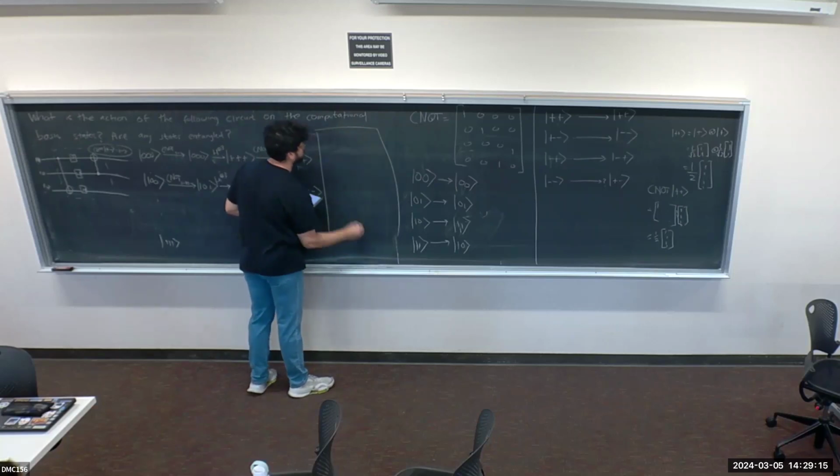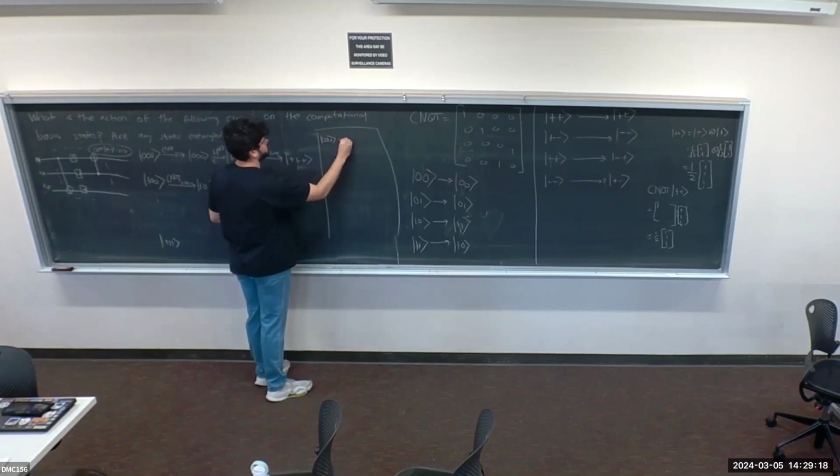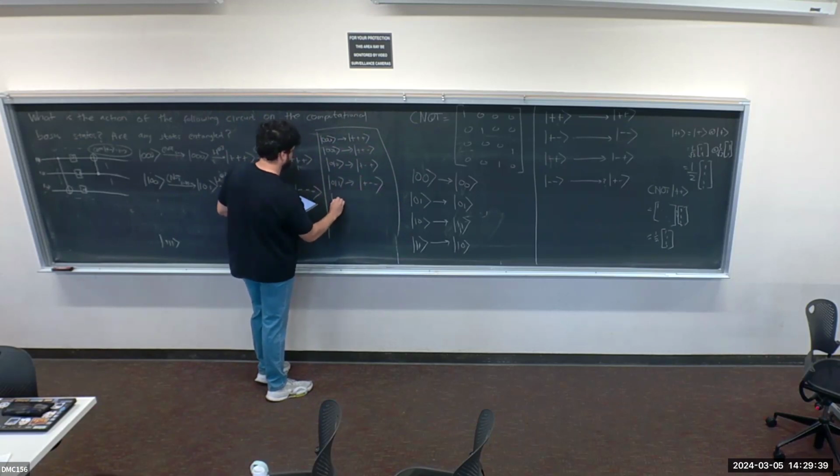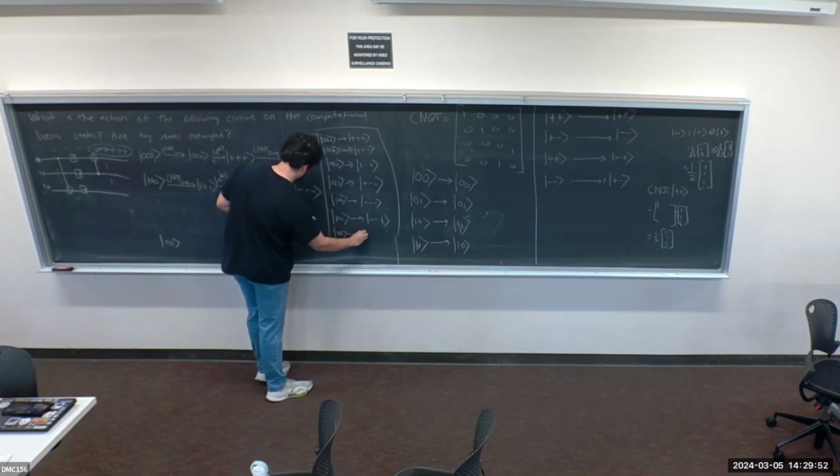You can cross verify if you got these answers. 0 0 0 goes to plus plus plus. 0 0 1 goes to plus plus minus. 0 1 0 goes to plus minus plus. 0 1 1 goes to plus minus minus. 1 0 0 goes to minus minus minus. 1 0 1 goes to minus minus plus. 1 1 0 goes to minus plus minus, and 1 1 1 goes to minus plus plus.